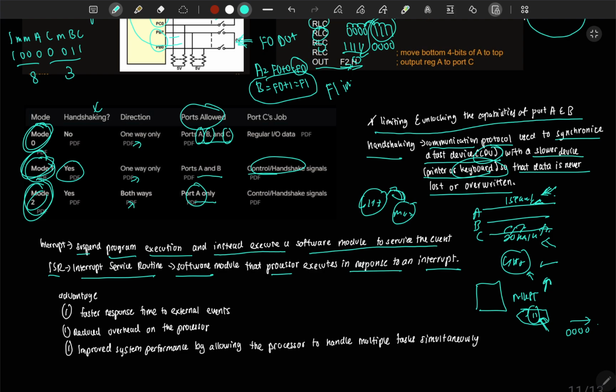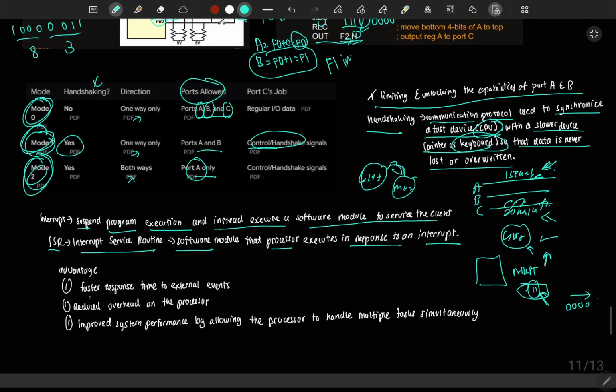So ISR is that. The advantages of using interrupts are a faster response time to external events, reduced overhead in the processor, and improved system performance by allowing the processor to handle multiple tasks simultaneously.